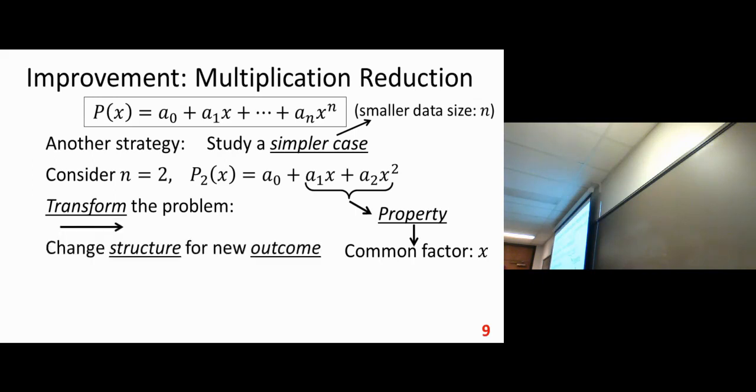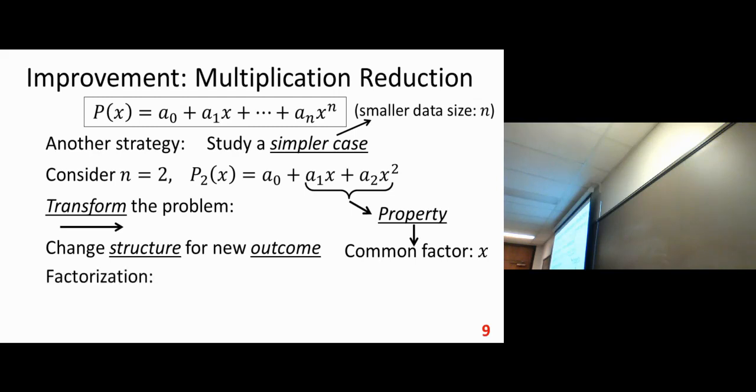Change the structure for a new outcome. If you do not change structure, you cannot get a new outcome. So sometimes, or frequently, we need to change the structure of the original problem. That's what we call transforming the problem. We frequently need to do that in this class.